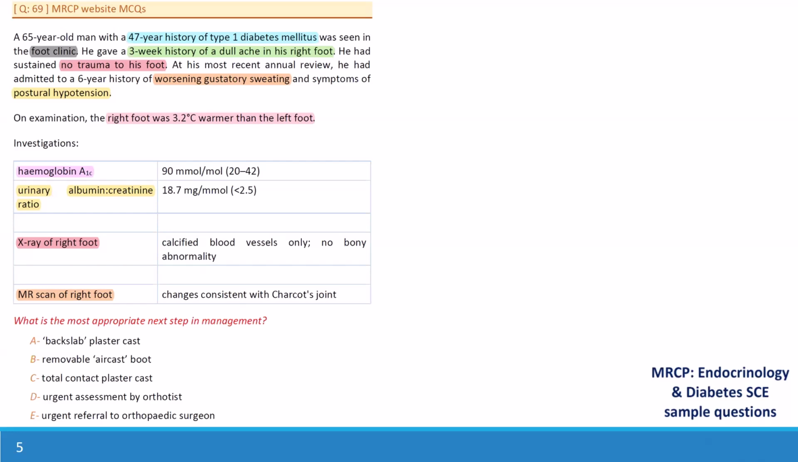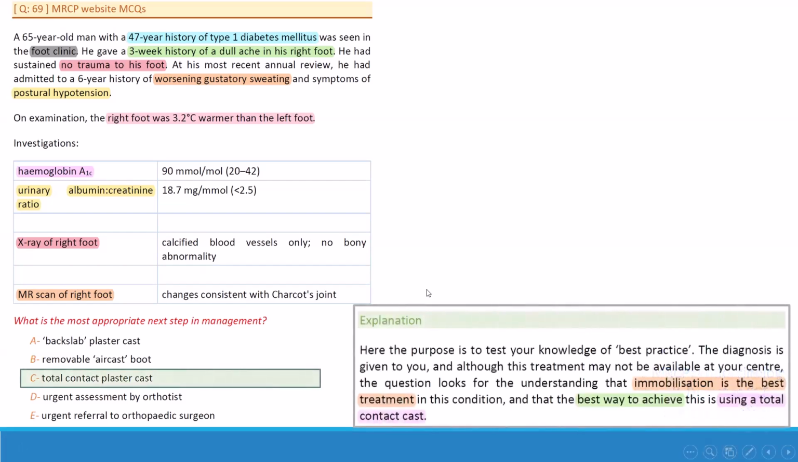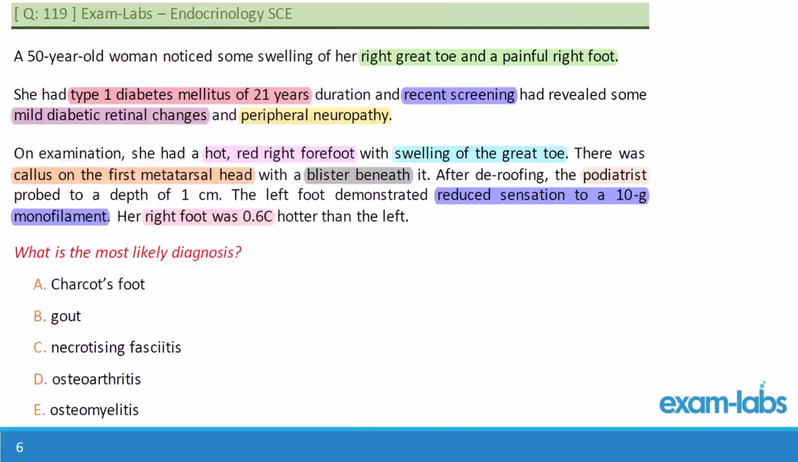Actually, they answered the question. They mentioned it is a Charcot joint, and this is from the official website. Once you see Charcot, please choose total contact casting, immobilization. And don't forget that if you see immobilization in a question, it is usually hypercalcemia due to the immobilization. If you see a patient with a long duration of immobilization, this is usually causing hypercalcemia, if the question is related to the parathyroid.